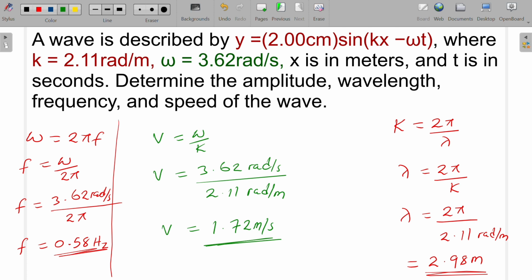So we've determined our amplitude, wavelength, frequency, and also our speed for this question. So that's how it is done.